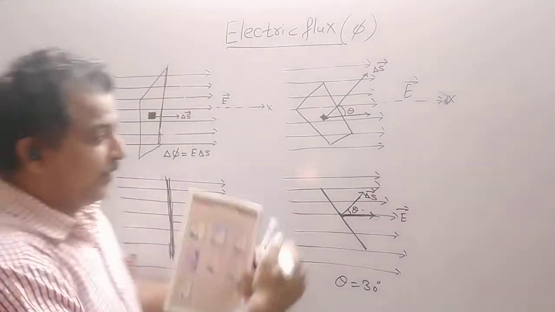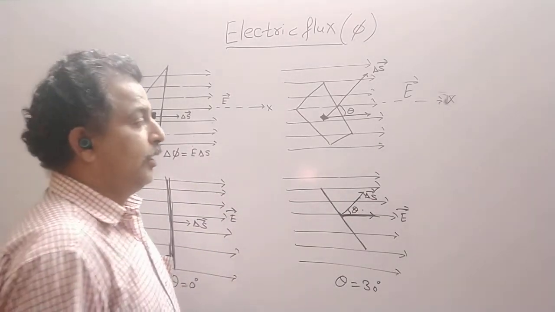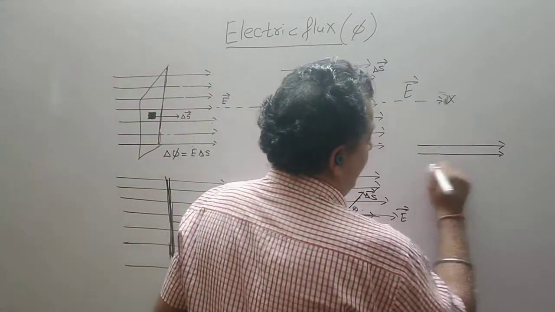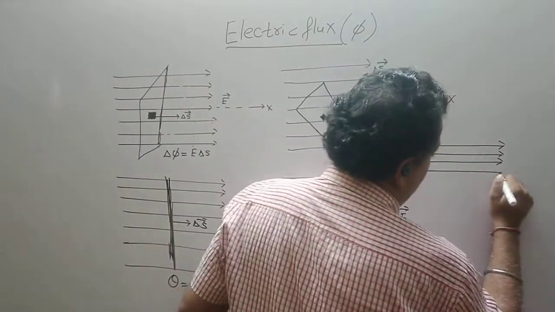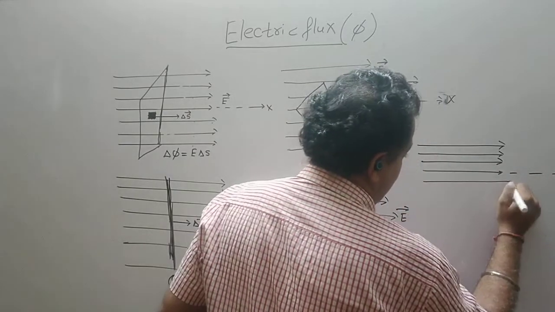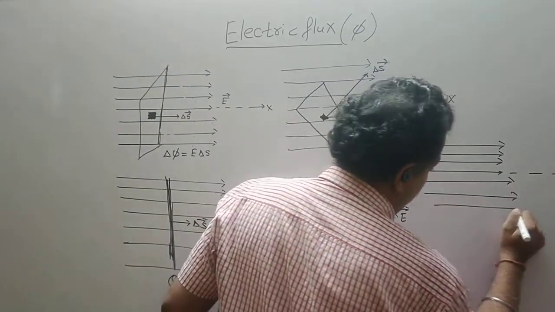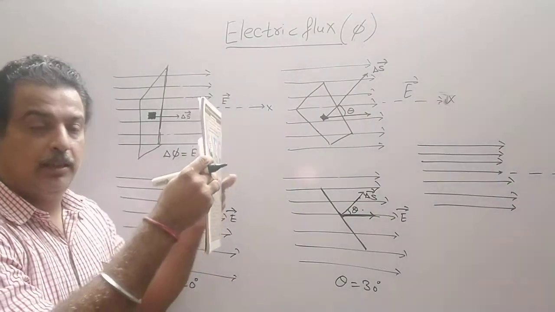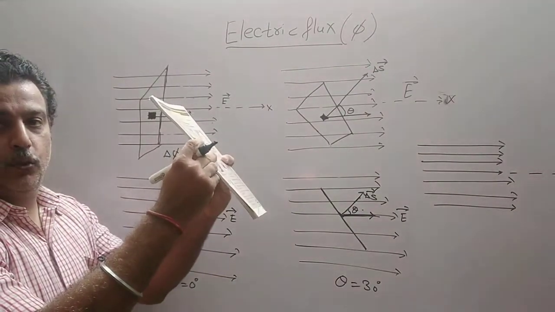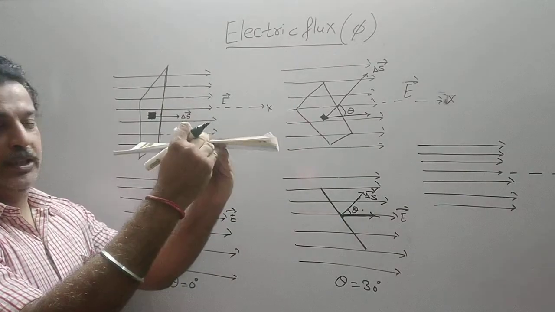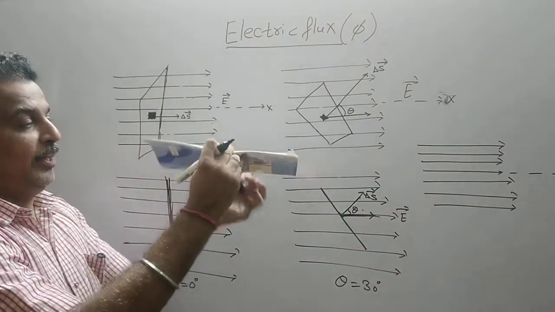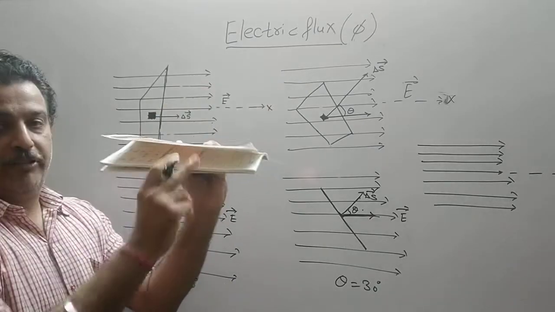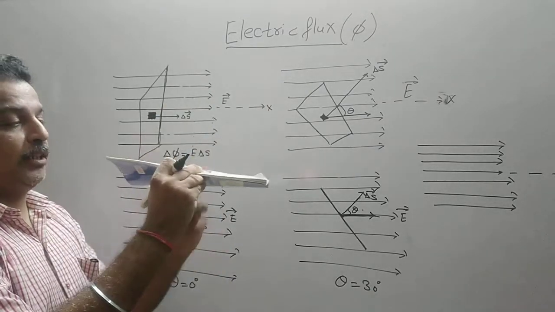Let us see the third diagram also. Again, I am considering the electric field lines along the x-axis. This is the third orientation. This was the first orientation, this was the second orientation, and now this is the third orientation. If I orient this plane sheet or the surface, then the area vector should be normal.